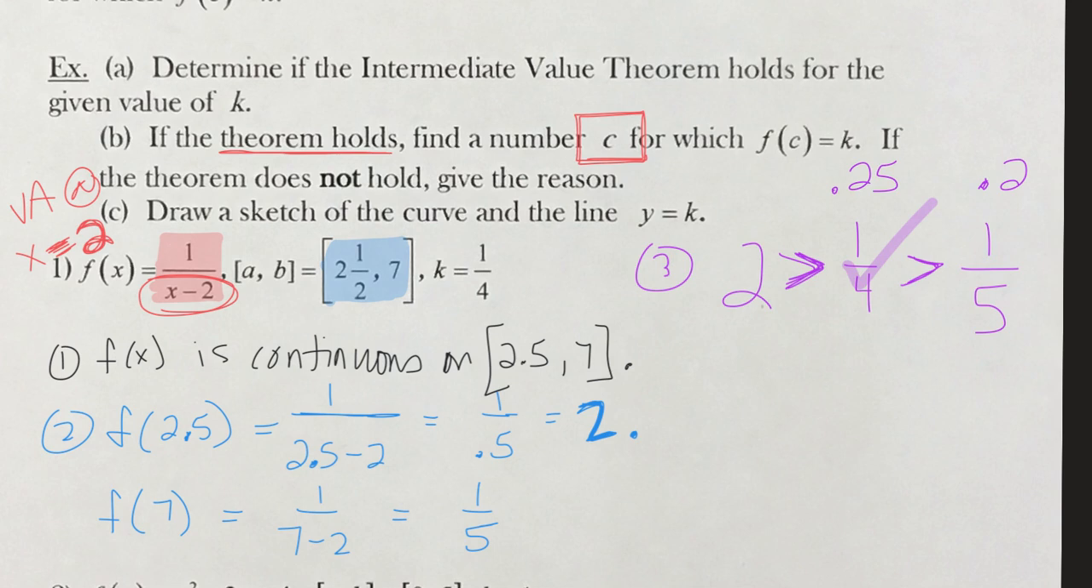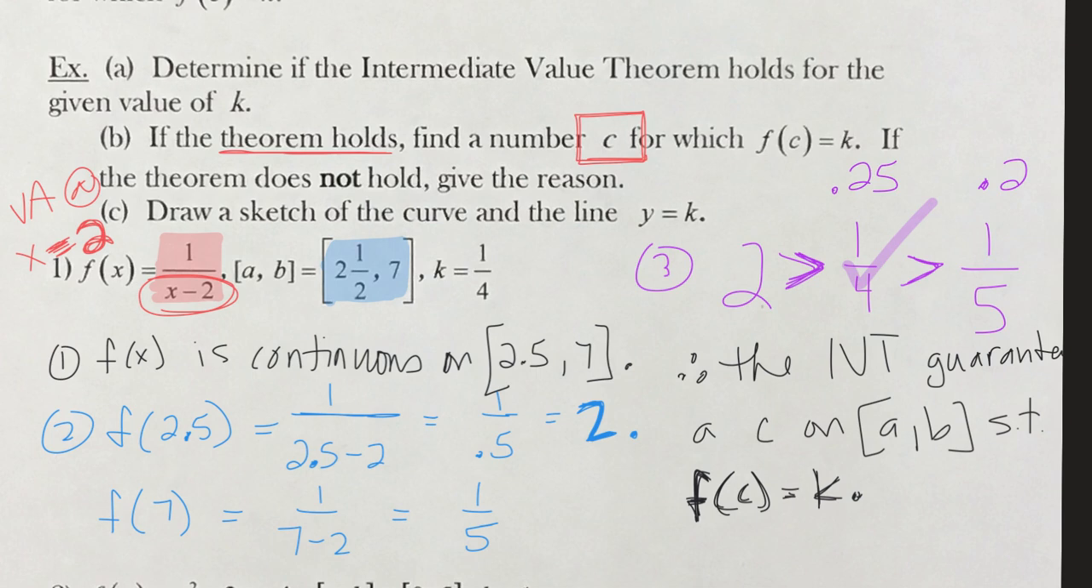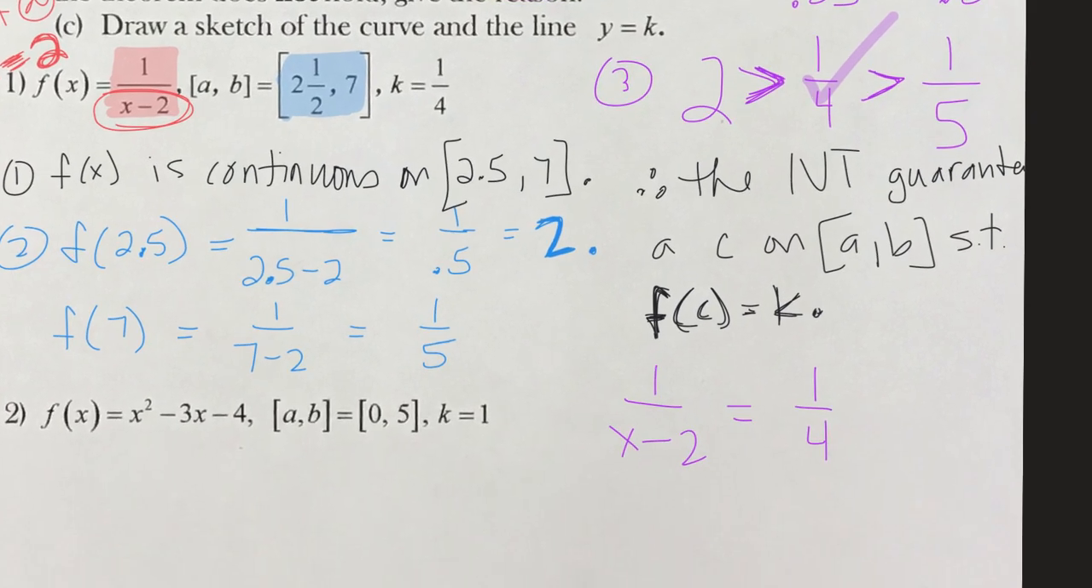Okay? So now we would say the IVT guarantees a c value. Therefore, the IVT guarantees. So because it is in fact continuous, the last thing says, all right, then find it. Go ahead and do the math. So when will 1 over x minus 2 actually equal 1/4? What x value will that happen at? Okay? So it's pretty easy.